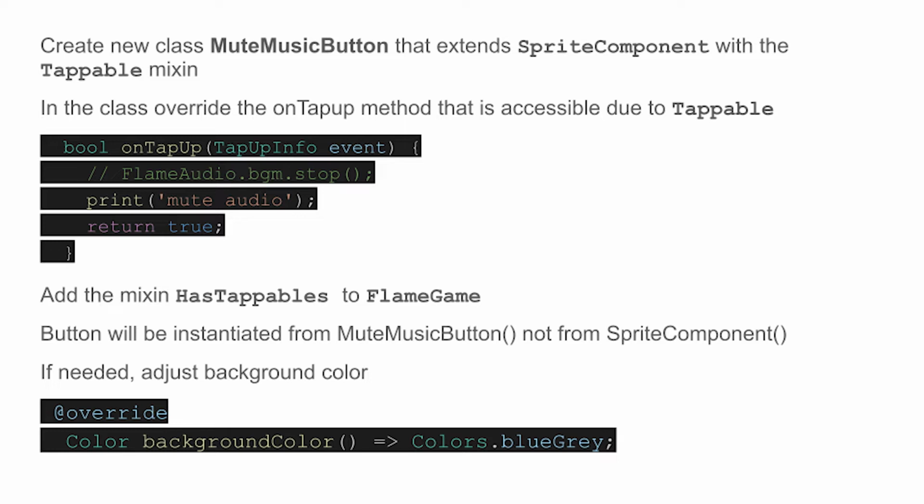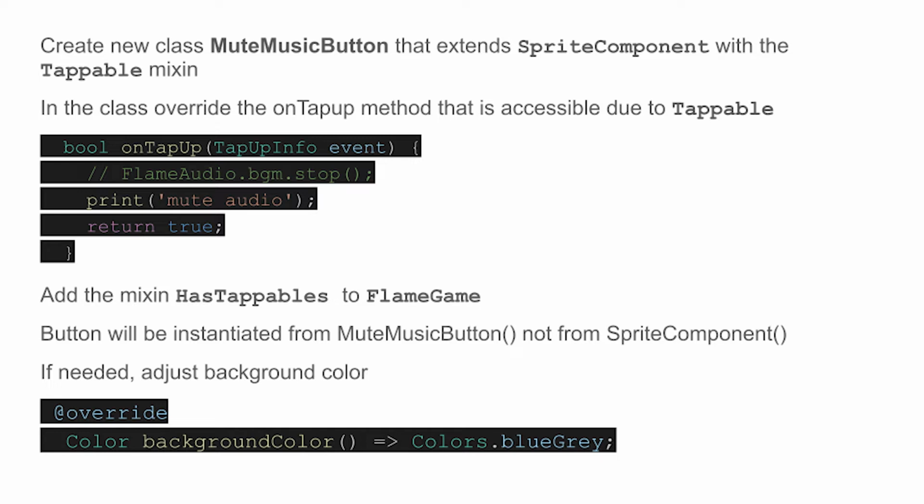Add it in and then run the game. Test it by pressing the mute button and see if the print statement mute audio comes out in the debug console of VS Code or whatever editor you're using.